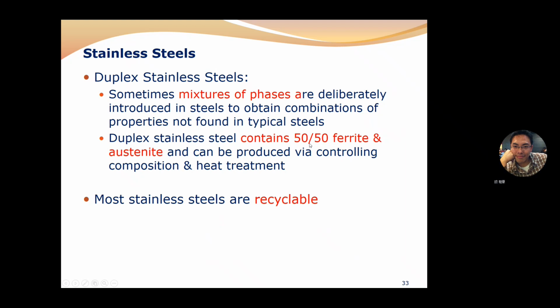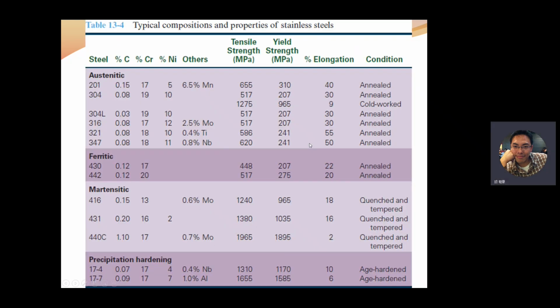Okay, and most stainless steels are recyclable. Okay, can be recycled. Therefore it's a good material for the environment. Well, it's environmentally friendly. Well, there are some typical compositions and properties of stainless steels. So you guys can just look at this table or from your textbook.